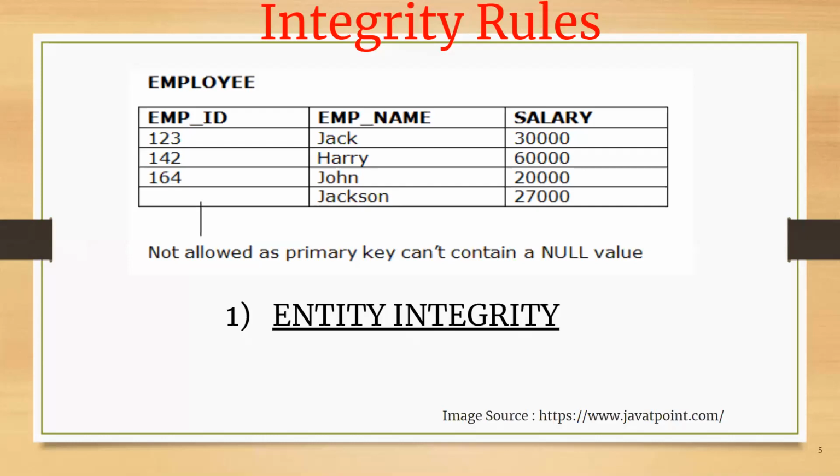Here in this example, we have an employee table which has the fields employee ID, employee name, and employee salary. We can see that the last record, employee name Jackson with the salary 27,000, doesn't have an employee ID. As we all know, the primary key definition says it cannot contain a null value, and the same applies here as well. So if you are defining a primary key column, it should not contain any null value. That is your entity integrity. Every entity stored in your table will have a primary key value, and with that you can uniquely identify the records and entity integrity will be maintained.